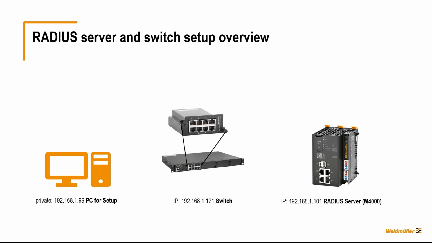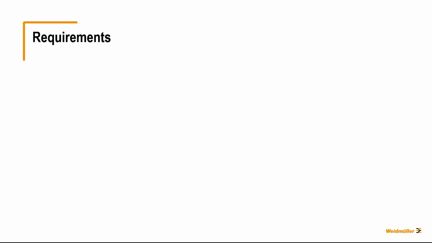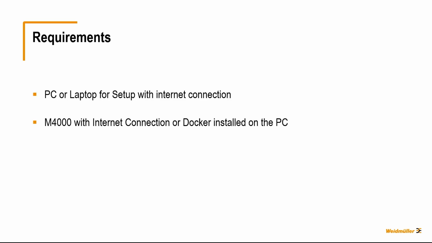The PC is only needed to set up the Radius server and the switch. Connect the PC to any port at the switch and connect the M4000 on any port at the switch. To set it up like this, you also need some more requirements for your setup PC. Your setup PC or laptop needs an internet connection. If your M4000 has no internet connection, you also need Docker installed on your computer. Otherwise, you won't need it.